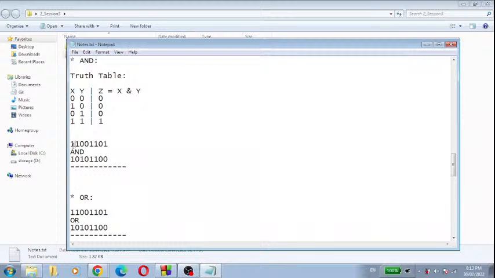So 1 ANDed with 1 is going to be 1, then 1 ANDed with 0 is going to be 0, then 0 ANDed with 1 is going to be 0, 0 and 0 it's 0, 1 and 1 it's 1, 1 and 1 it's 1, 0 and 0 it is 0, and 1 and 0 is going to be 0. Okay, so this is the result. That's the AND output of these two numbers together. This is the AND operation for these numbers.